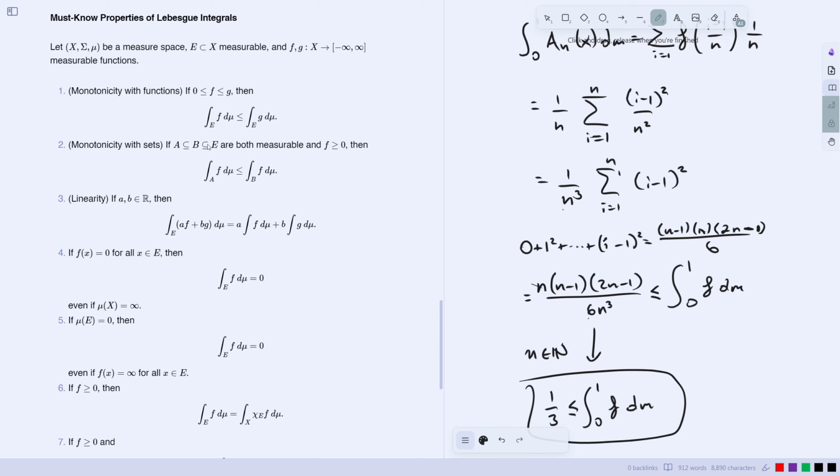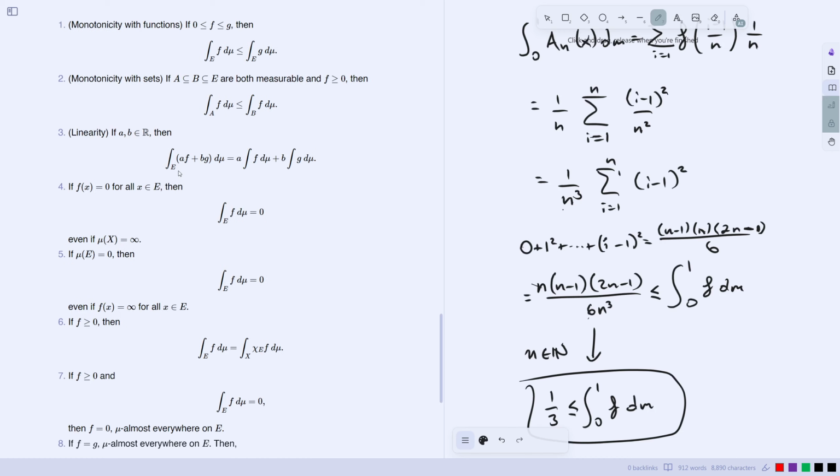Also, let's say we fix a non-negative measurable function f. If I integrate f over A, and then I integrate it over a bigger set, I should obviously get a bigger number integrating over a bigger set. So we have monotonicity with sets. Linearity: the Lebesgue integral distributes across addition and scalar multiplication. Again, you can prove all these things.